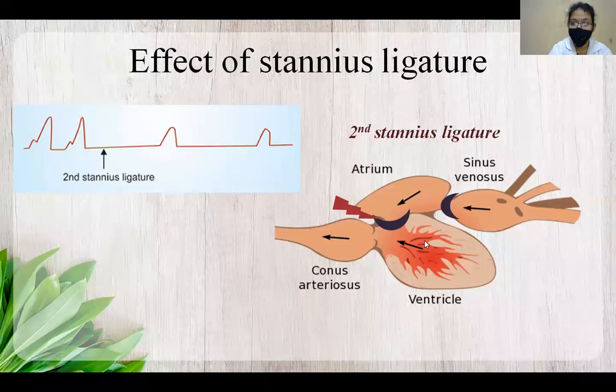What it proves is that after you tie the second Stannius ligature, ventricles have the property of autorhythmicity. They can generate their own impulses. But when you compare it with that of atria, the idioventricular rhythm is less as compared to the atrial rhythm. So this is how you are supposed to understand the graph and give the conclusions.